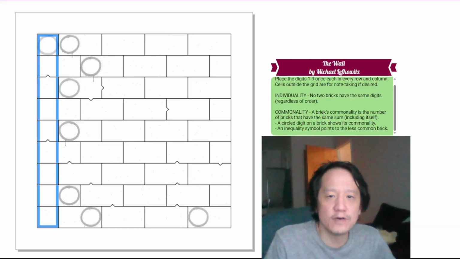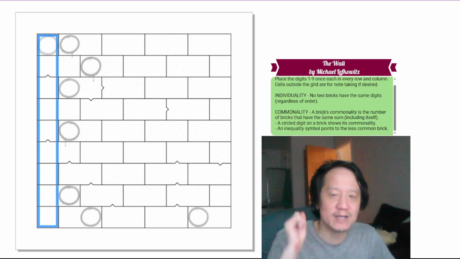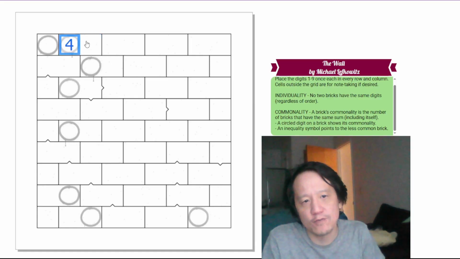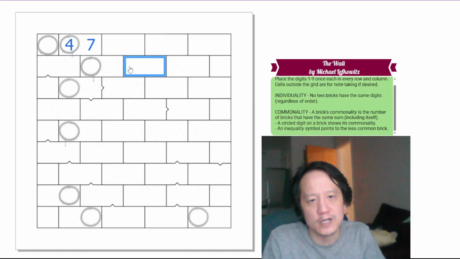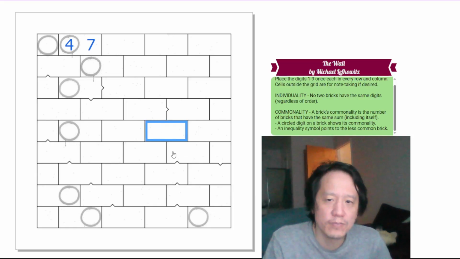We have a rule of individuality, which means no two bricks have the same digits in it, regardless of order. So, say you had a 4 and a 7 here. You could not have any other brick which has a 4 and a 7 in it only. So that's the rule of individuality.